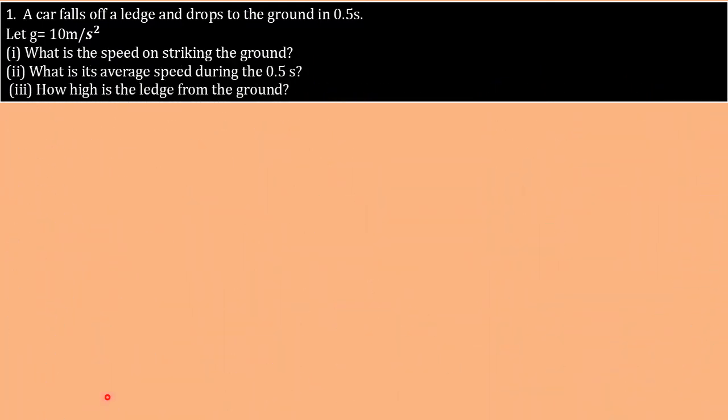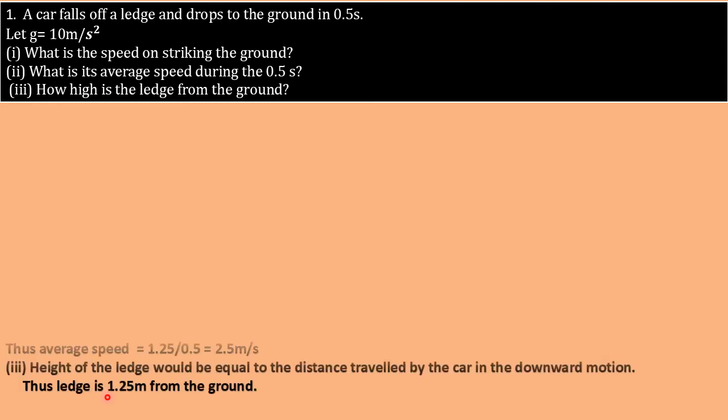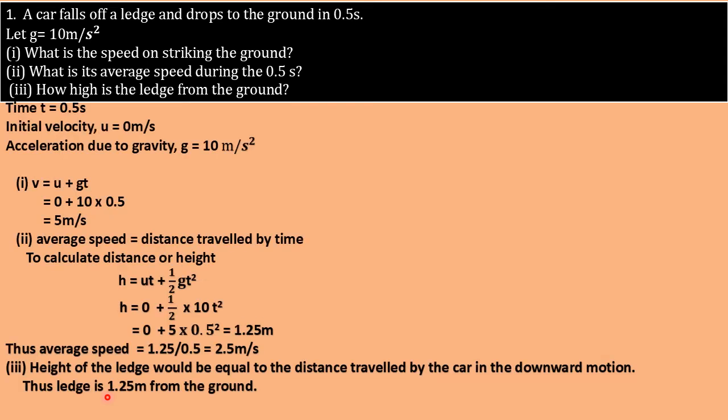The homework question that was given in your previous module: a car falls off a ledge and drops to the ground in 0.5 second. Let g be 10 meter per second square. Questions: what is the speed on striking the ground? What is its average speed during the 0.5 second? How high is the ledge from the ground? So time is given as 0.5 second.